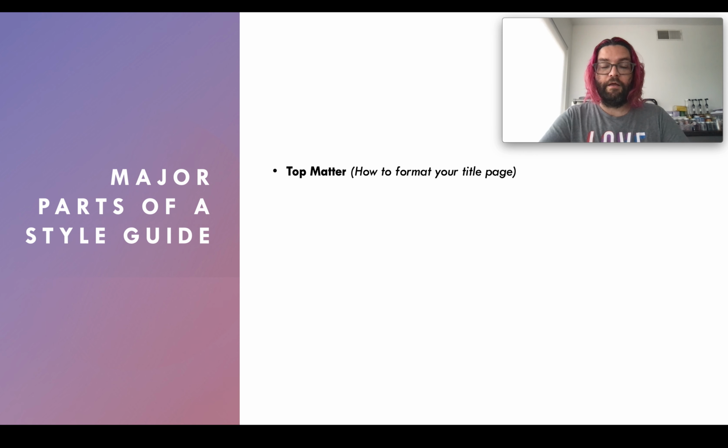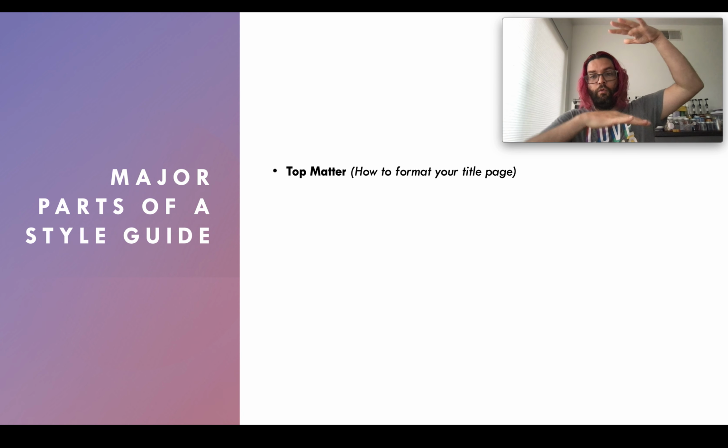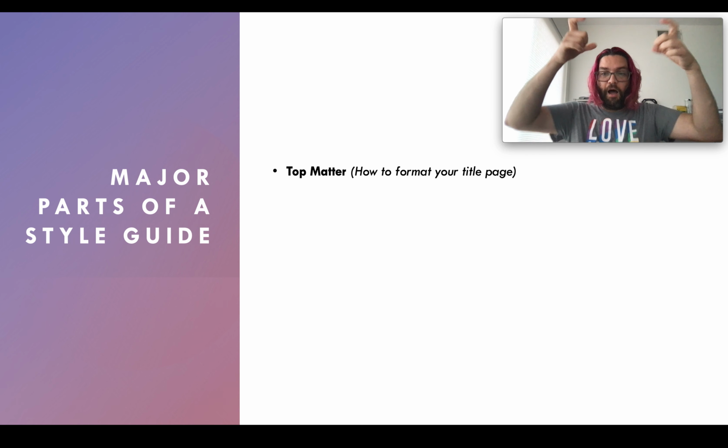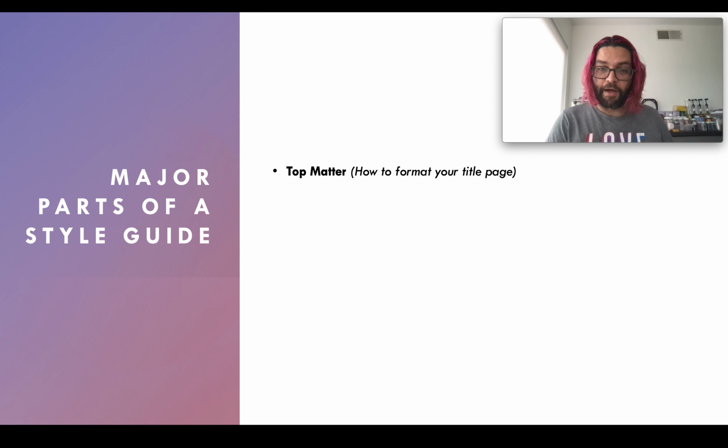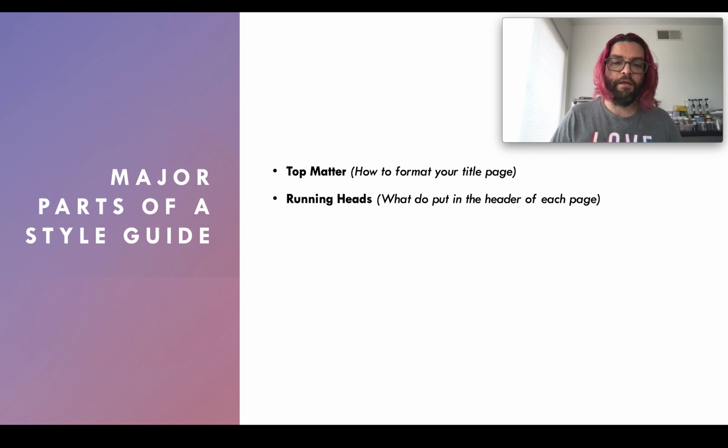When a style guide talks about top matter, they're basically talking about, if you imagine your paper as a whole, giant paper, the top of the paper isn't the top of the page, it's the top of the paper, which means the title page. So top matter is really about what to include on your title page and how to format that title page. Another important section is called running heads. You may be aware of the words header and footer. Running heads is really about what we put in the header of each page and how we format that information. So you've got top matter about the title page, and you've got running heads that are about the header.